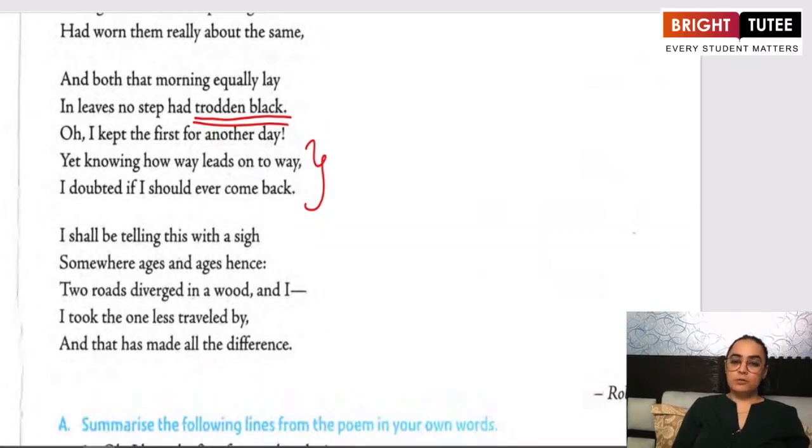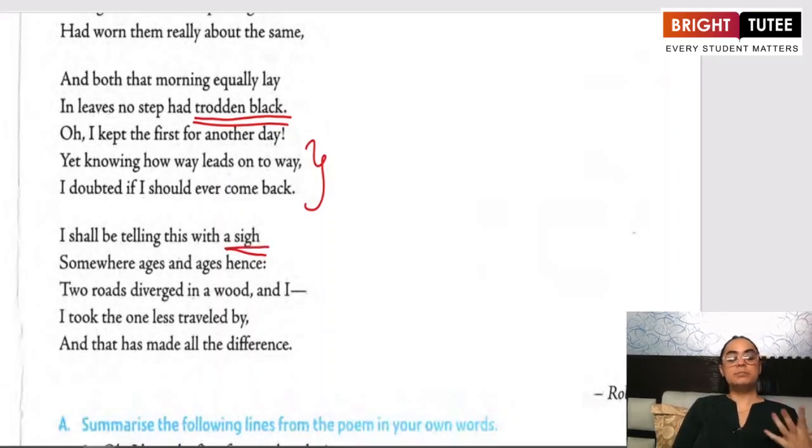But he was doubtful, he was afraid whether he'd be able to return back, whether he'd be able to work upon any error or mistake that he makes. "I shall be telling this with a sigh somewhere ages and ages hence. Two roads diverged in a wood, and I took the one less travelled by, and that has made all the difference." Now, the poet says that I shall be telling this with a sigh.